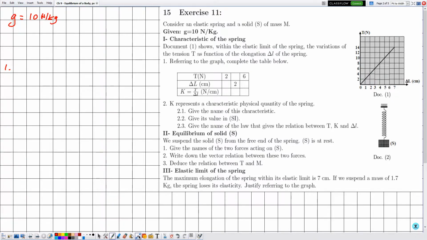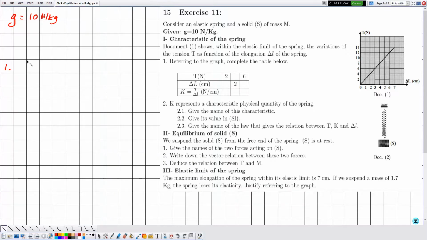Now referring to number 1, referring to the graph, complete the table. So let me plot it here. Let me draw the table. It consists of 1, 2, 3, 4 columns.